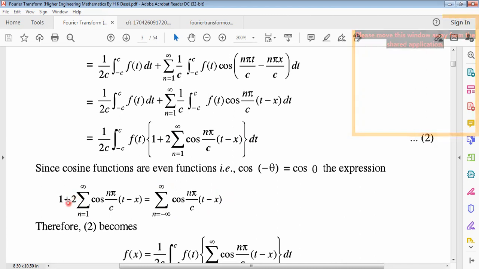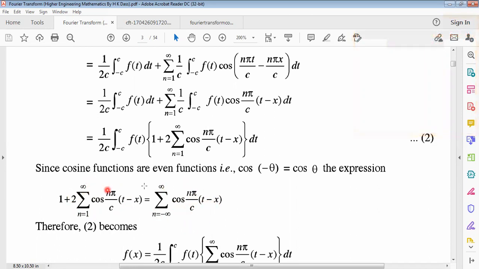This is why we can write this 2 for what? Minus infinity to plus infinity. Then 2 will be cancelled. Okay, then the series will start from what? Cos n pi by c (t minus x), because cos 0 equals 1, you must know. Within minus infinity to plus infinity, there is another term for n equals 0. Cos 0 equals what? 1. So we get 1 easily after simplifying this. So n equals minus infinity to plus infinity, cos n pi by c (t minus x).